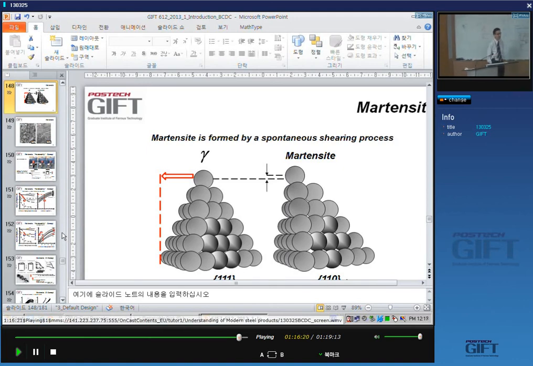The color, yeah. But that's contrast. Oh, now I see hypereutectoid.